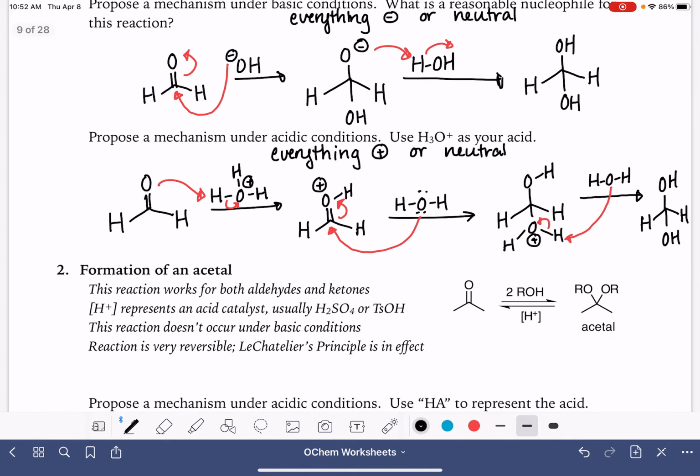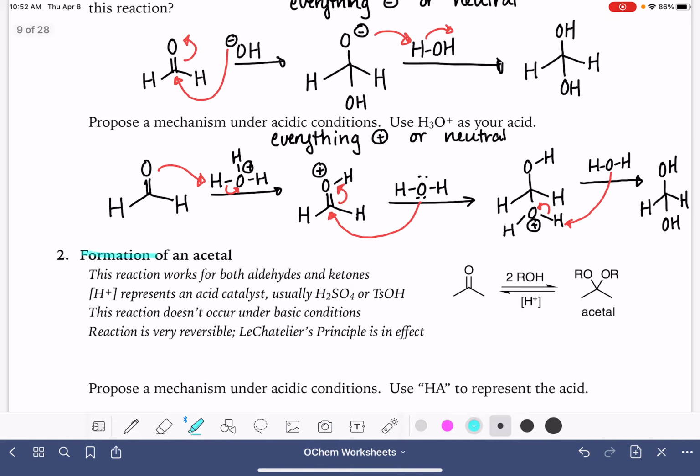Reaction number 2 that we're going to look at is very similar. This is called the formation of an acetal. An acetal is this molecule right here. And again, it's very similar to a hydrate, but instead of OH groups, it has OR groups instead, so some alkyl groups as well. The reaction is done with any aldehyde or ketone, so this works for both aldehydes and ketones, reacting with two alcohols in the presence of an acid. This reaction does not work under basic conditions, so this is only an acid catalyzed reaction.